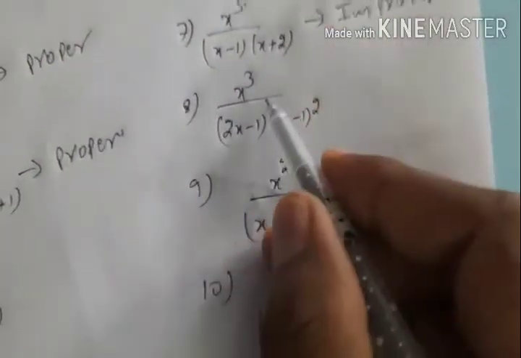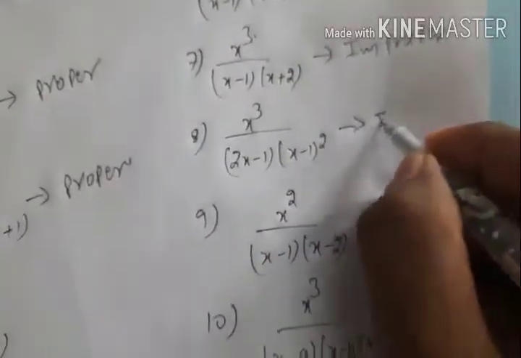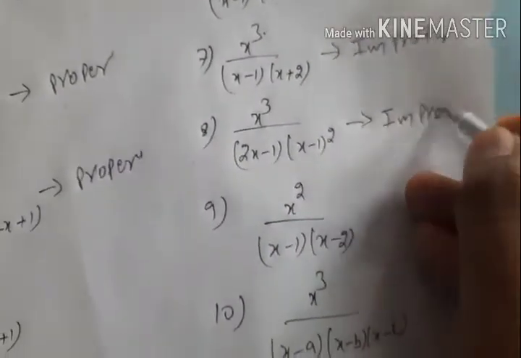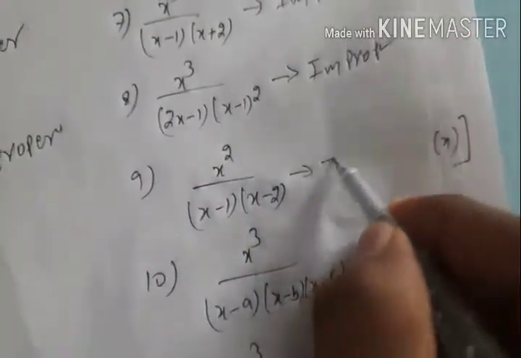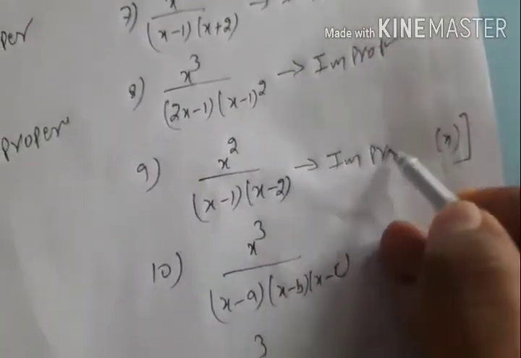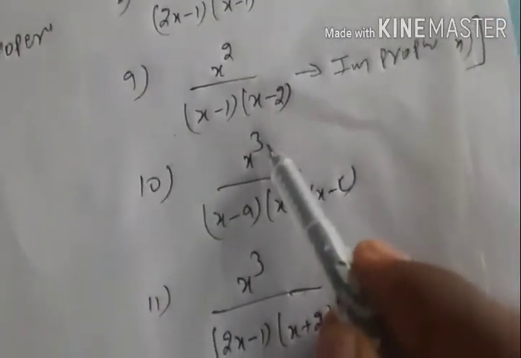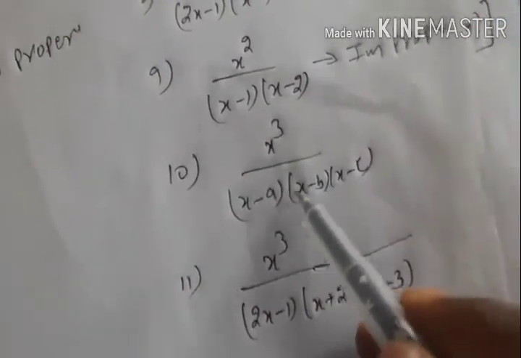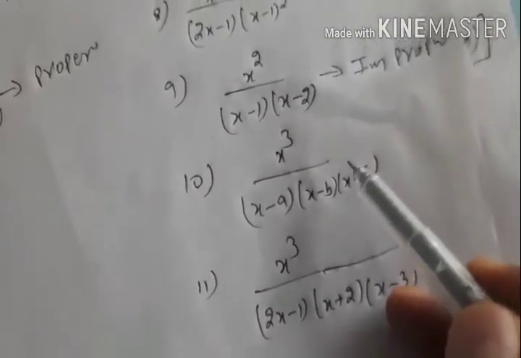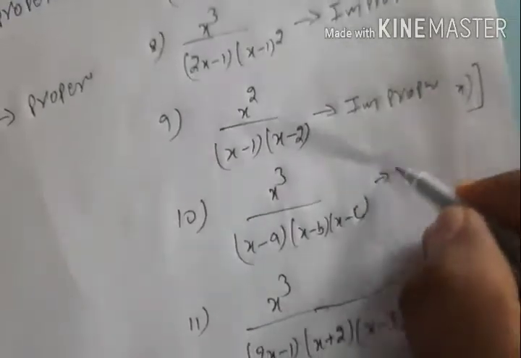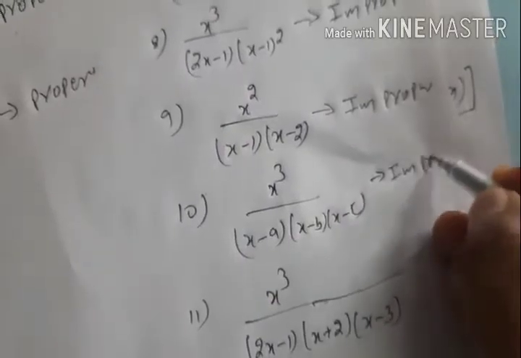In example 8, it is also an improper fraction. And it is also improper. And in example 10, the order of f of x is 3 and the order of g of x is also 3. Okay, it is also an improper fraction.